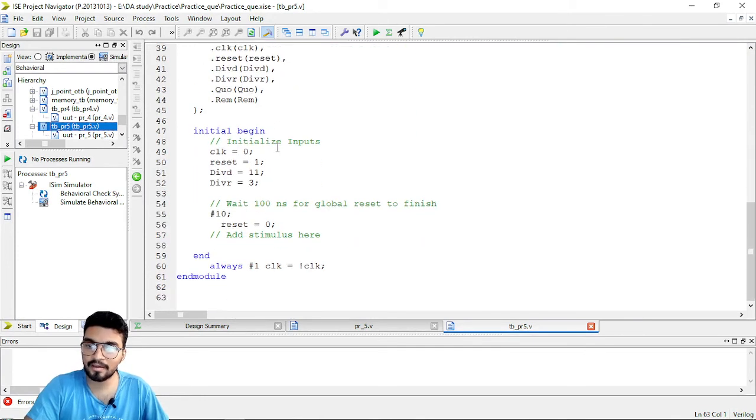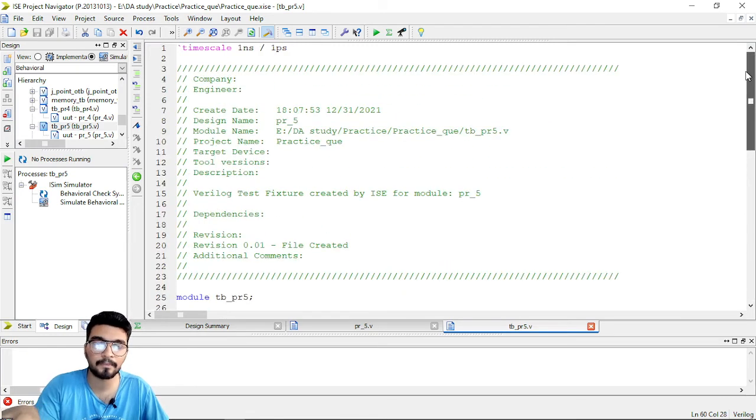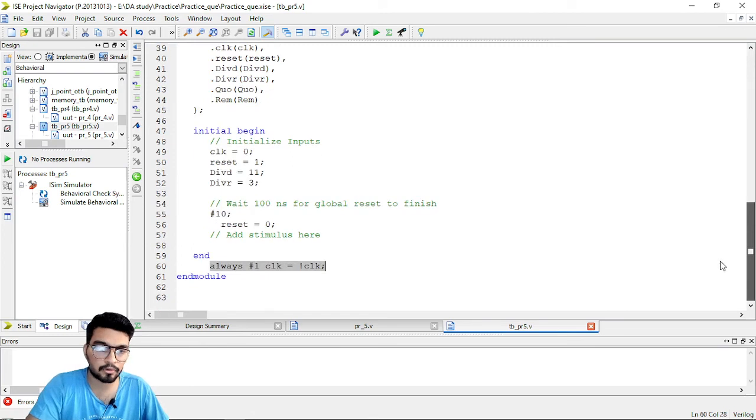Then you can see I have set the initial value of the clock to 0, and then I am changing it every 1 nanosecond. So the period of this clock will become 2 nanosecond. Of course, the time scale is 1 nanosecond, as you can see from here, and so there is a clock period of 2 nanosecond.